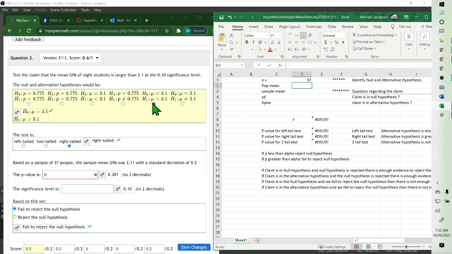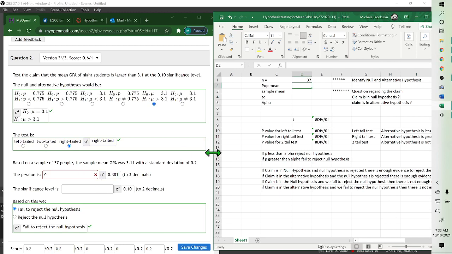So with this one, the mean is greater than the 3.1. That's a right tail because it's going greater than. Less than would be a left tail, and not equal to is two tails.